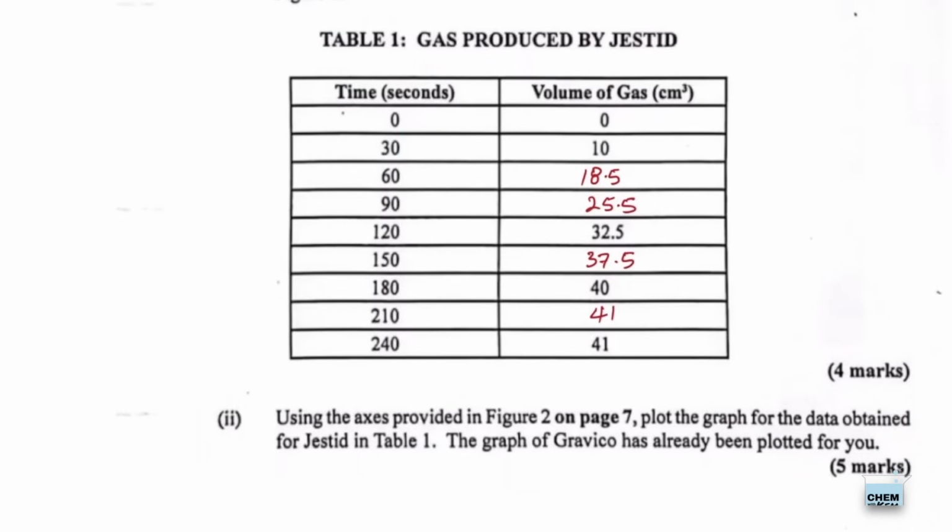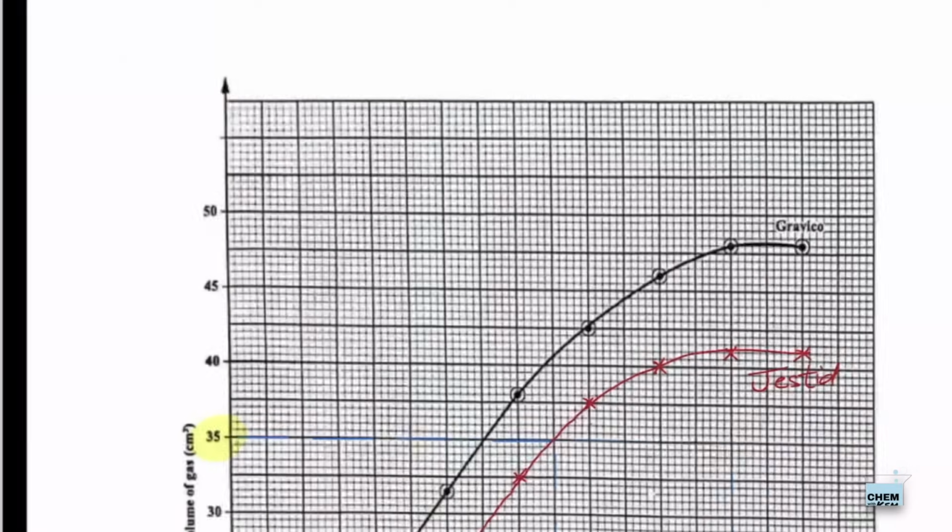The graph of Gravico has already been plotted for you. So we're going to be comparing both graphs to see the effectiveness, which of the 2 antacid tablets is better or is more effective in treating acid stomach. All right, so let's go. Jested is already plotted, and I already plotted Gravico in red. So let us see what we have.